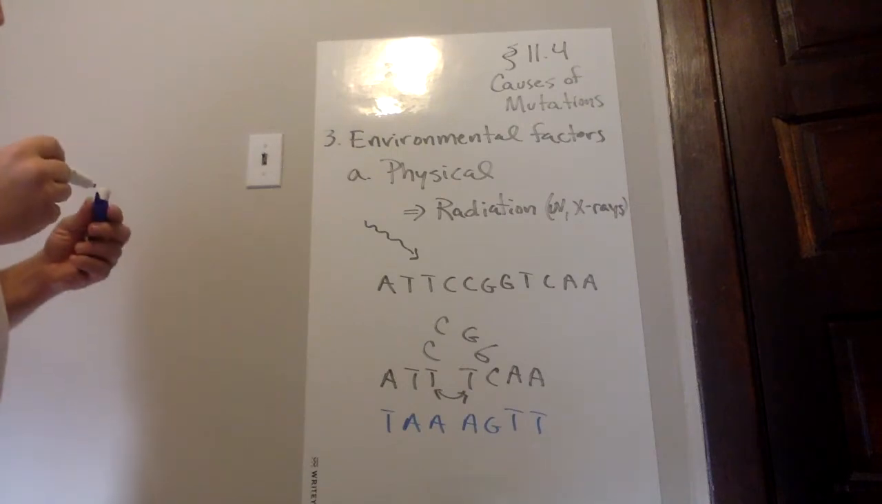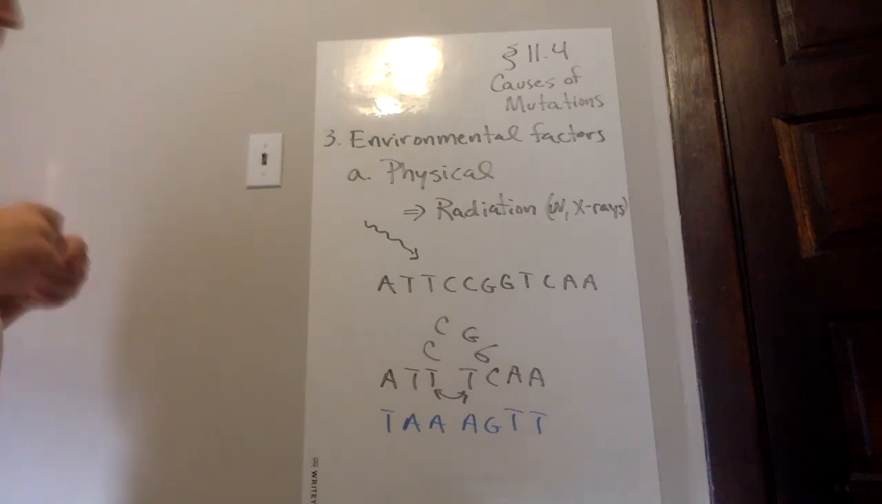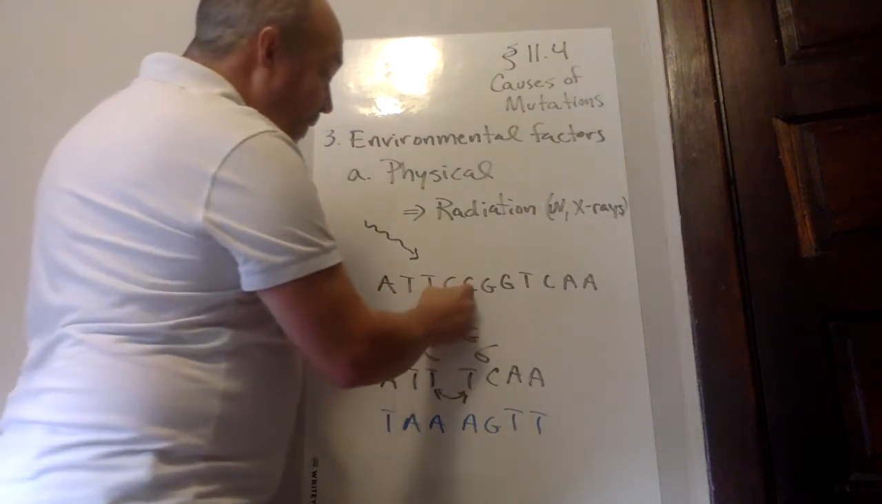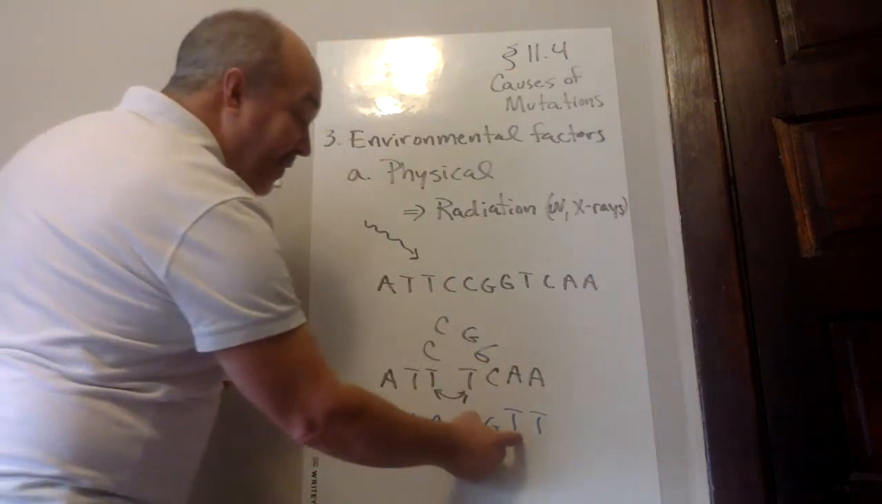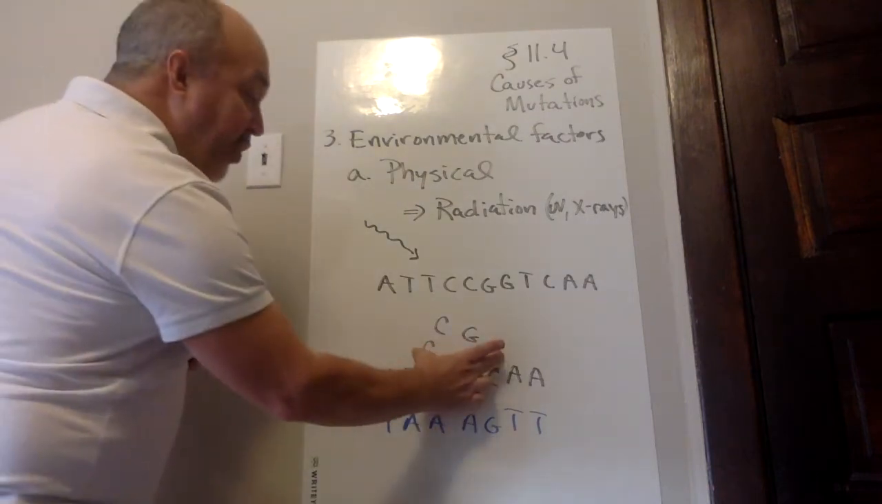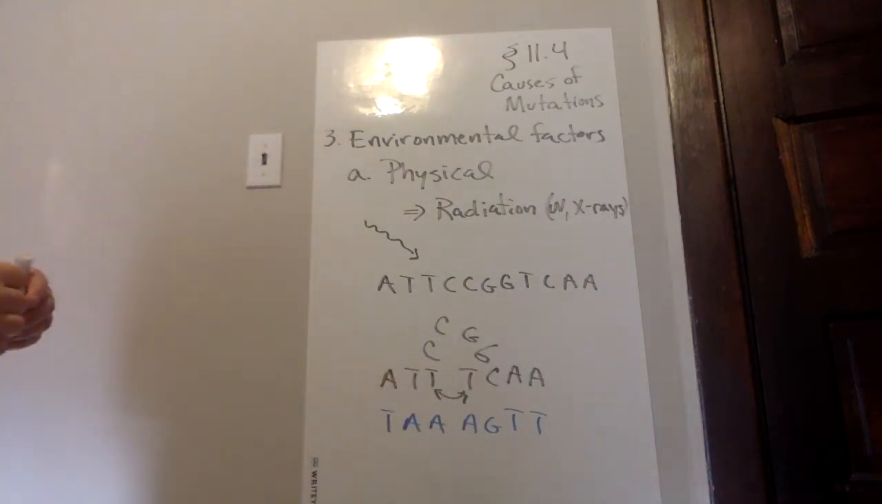All of a sudden, we've lost 4 base pairs. We've gone from something that was 1, 2, 3, 4, 5, 6, 7, 8, 9, 10, 11 base pairs to something that's now 1, 2, 3, 4, 5, 6, 7. That is a change. We have actually lost stuff.